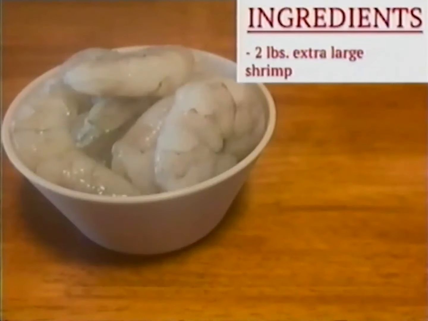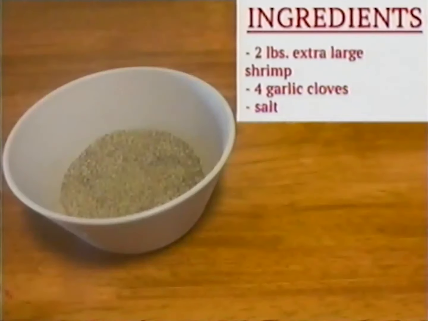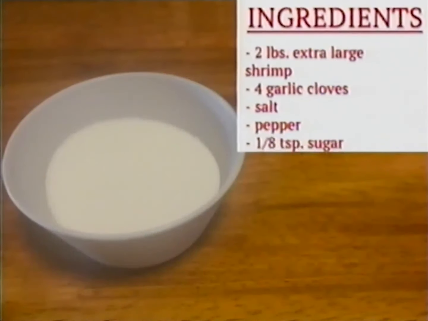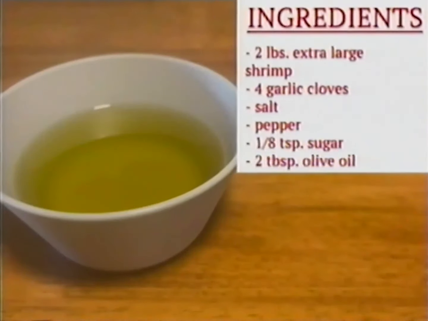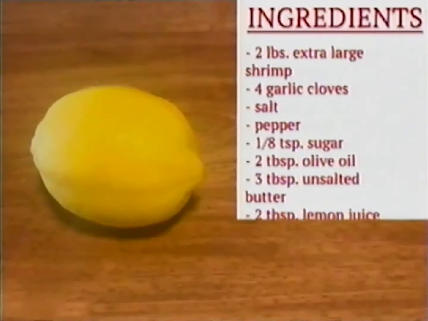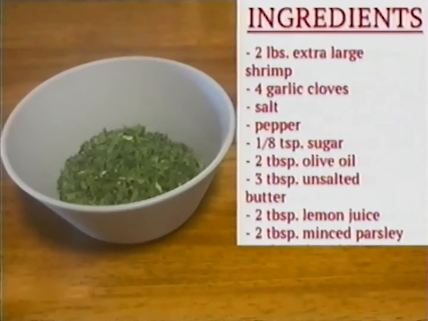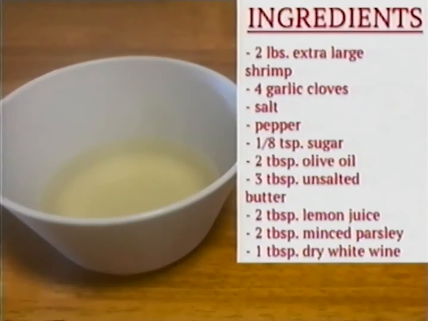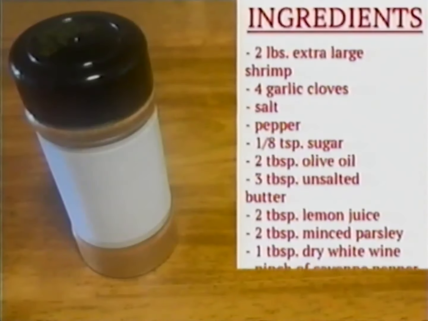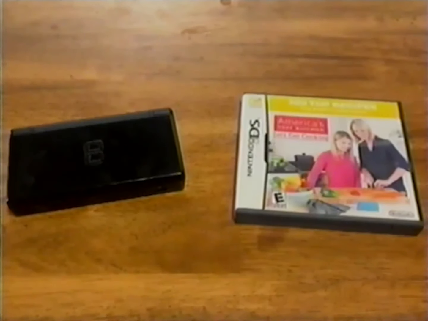2 pounds of extra large shrimp, 4 garlic cloves, salt, pepper, an 1/8 teaspoon of sugar, 2 tablespoons of olive oil, 3 tablespoons of unsalted butter, 2 tablespoons of fresh lemon juice, 2 tablespoons of minced fresh parsley, 1 tablespoon of dry white wine, and finally, just a pinch of cayenne pepper. And don't forget your DS, as well as your copy of America's Test Kitchen, Let's Get Cooking.